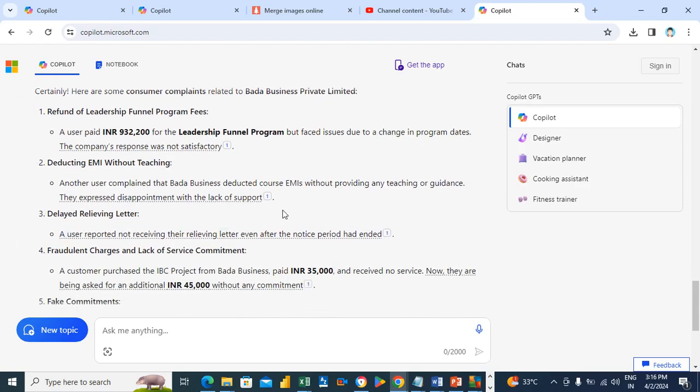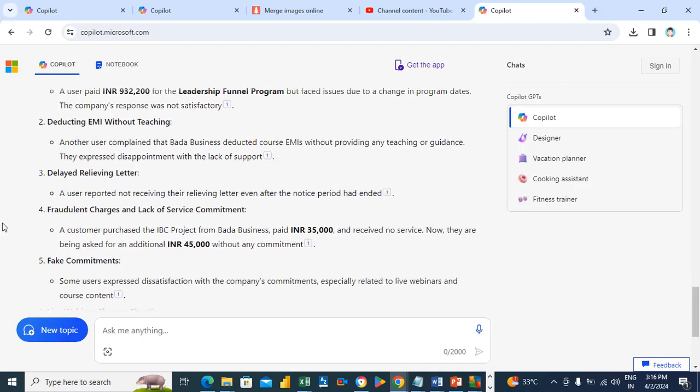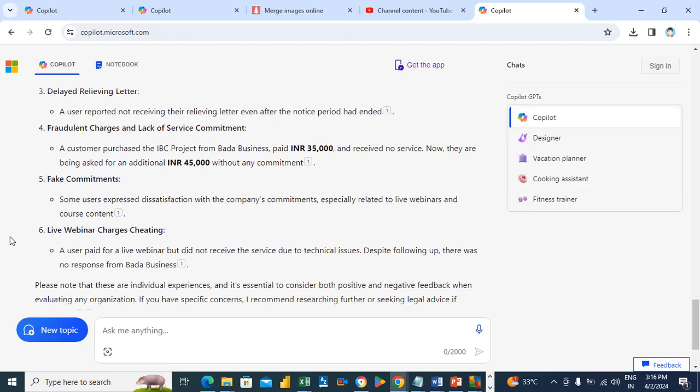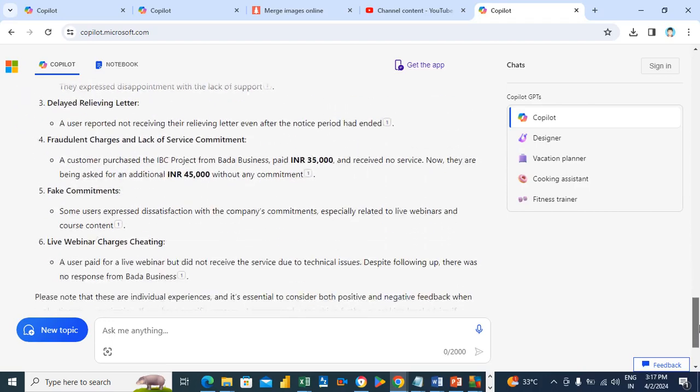An employee had mentioned that they had not received the relieving letter in a timely manner even after the notice period had ended. Now again, some red flag indications: fraudulent charges and lack of service commitment. The customer purchased an IBC project from Bada Business, paid INR 35,000 and received no service. Now they are being asked for an additional 45,000 without any commitment. Wow, fake commitments and live webinar charges, cheating. So all these would give any person an indicator.